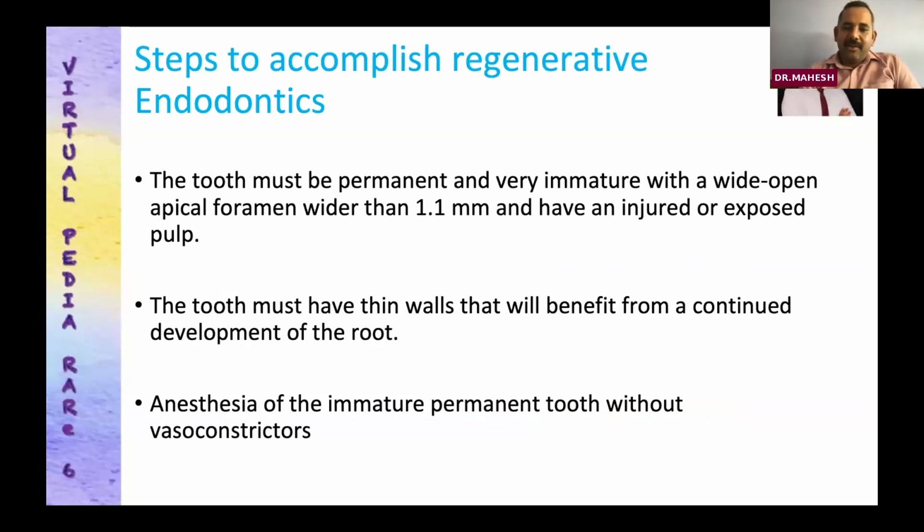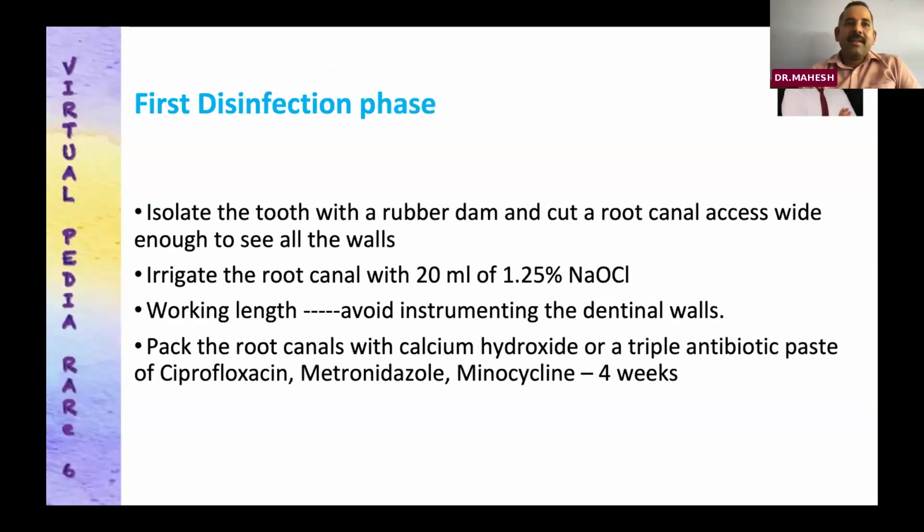For anesthesia, we always prefer doing it without a vasoconstrictor. The first stage in this phase is disinfection of your root canal. Since the patient is coming with a necrotic pulp, it is already an infected pulp. So you irrigate the canal with 1.2% sodium hypochlorite. You determine the working length. You avoid instrumentation of the dentinal walls because the dentin wall is already thin, and you pack the canal with an intracanal medicament. The intracanal medicament can be calcium hydroxide, a triple antibiotic paste, or a double antibiotic paste.